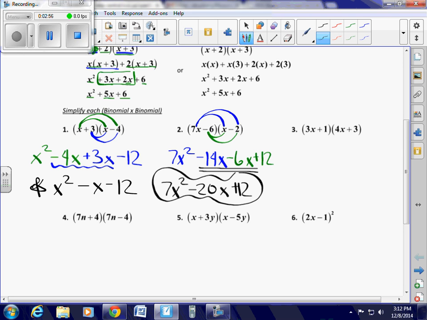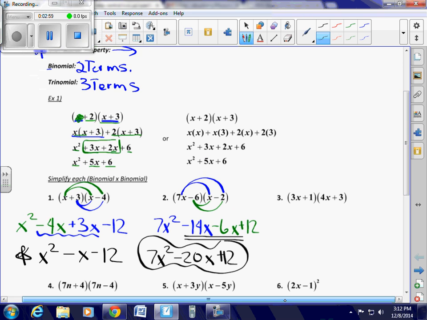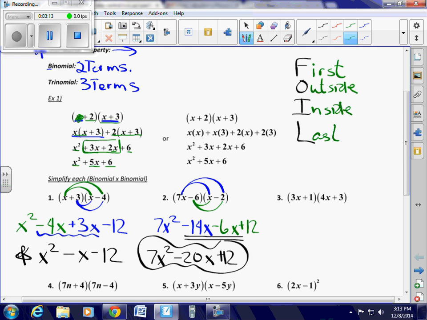Now, you'll hear a lot of times people will be talking about using the term FOIL. FOIL stands for first, outside, inside, and last. Well, the F, the first, means take the first term times the first term. Some people will use this method, 3x times 4x. Now, when you multiply those together, the first term times the first term, you get 12x squared. The first term times the first term will give you the first term in your answer.